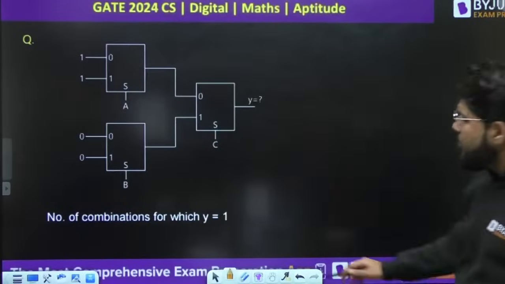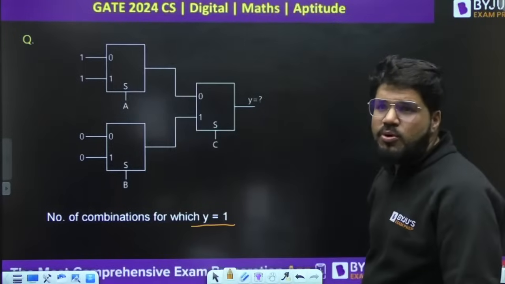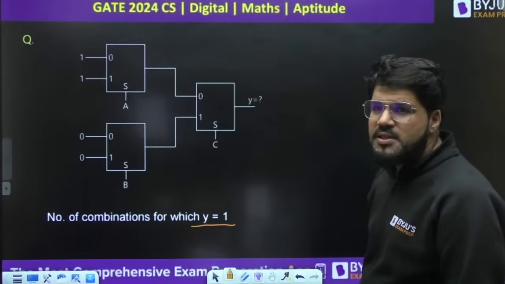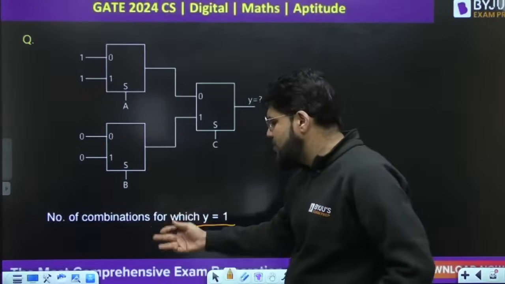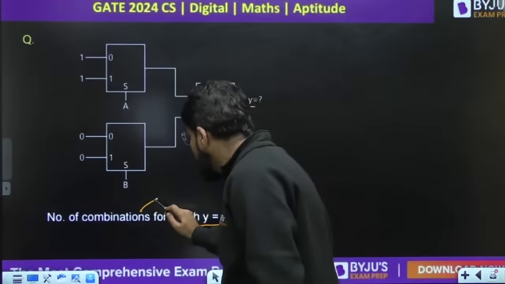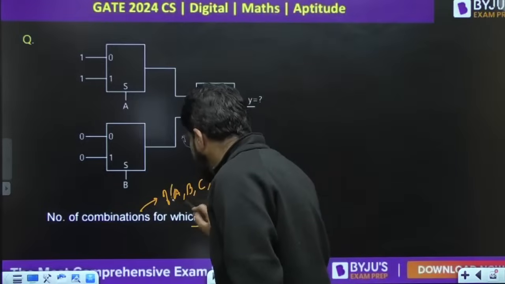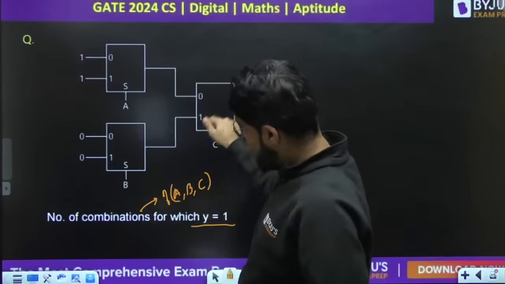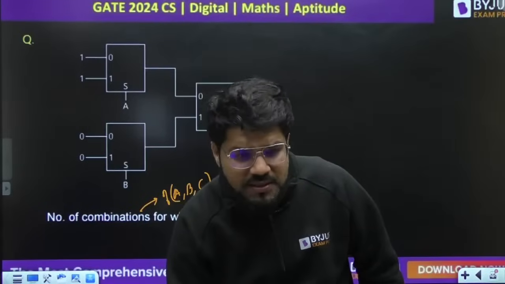Okay, the number of combinations for which the output is high. Okay, that was MSQ. This is a regular question, I think NAT or MCQ. Number of combinations for which output is high. Combinations of what? Combinations of the select lines mentioned here, A, B, C. A, B, C are the select lines to the 3 muxes. Very simple question. Allow me a minute. Okay, yeah, very simple question.